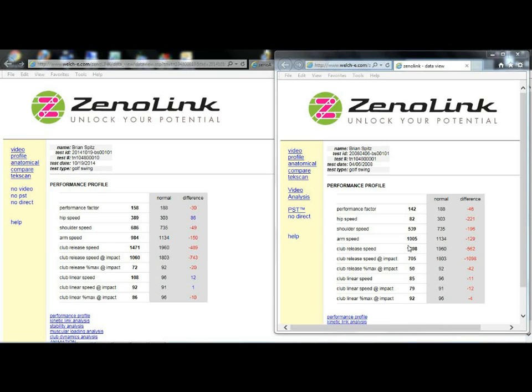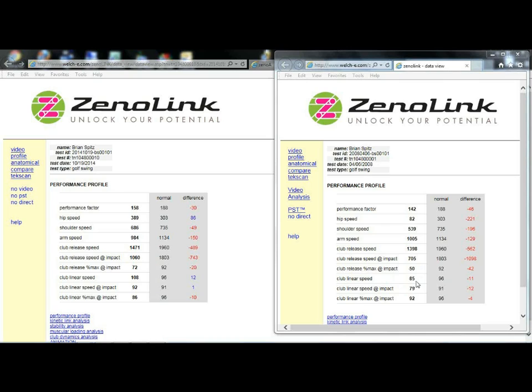So we're looking at the performance factor again. 92% has dropped down to 86%, and obviously speeds are different. We're looking at a different club, although the movement patterns themselves are going to be the same. Magnitudes aren't necessarily going to be the same. So it isn't the best comparison in the world, but it's still an interesting comparison.